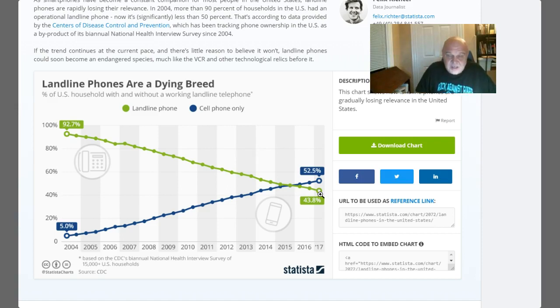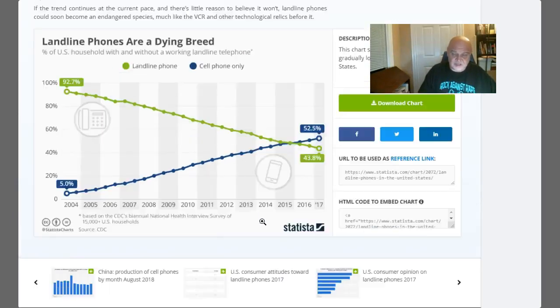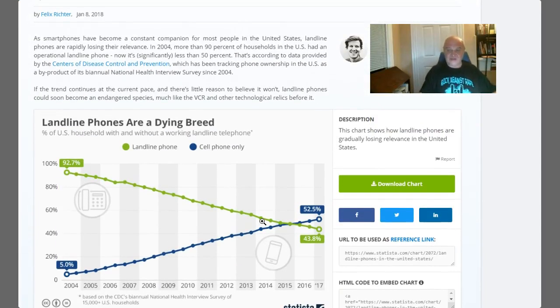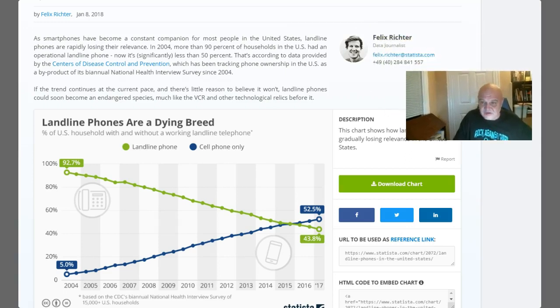If we look at the age data, and there are surveys, I was trying to find a survey done. This survey was done by Felix Richter, and this is a number in the United Kingdom. So basically, landline phones could become an endangered species, much like the VCR and other technological relics before it.